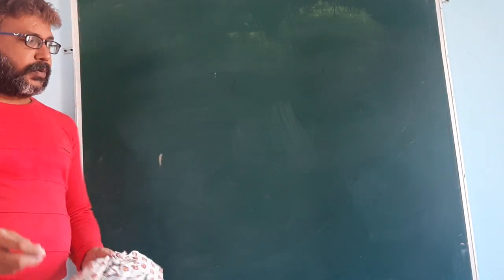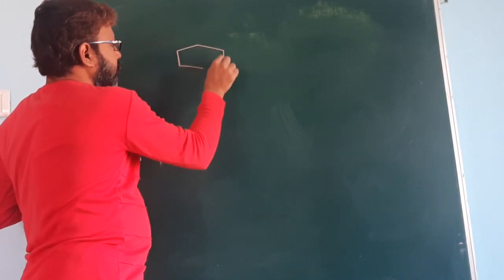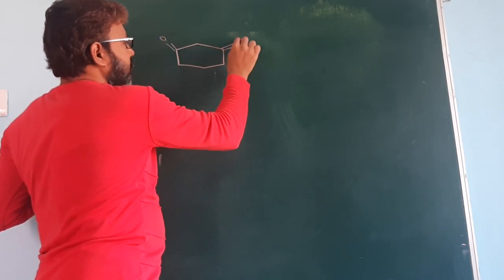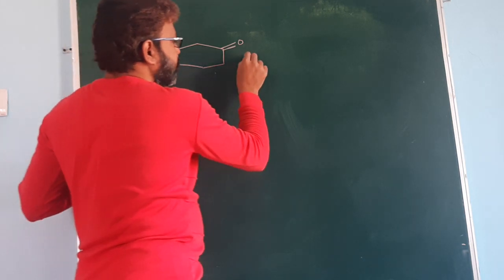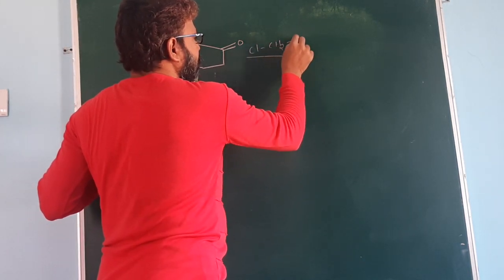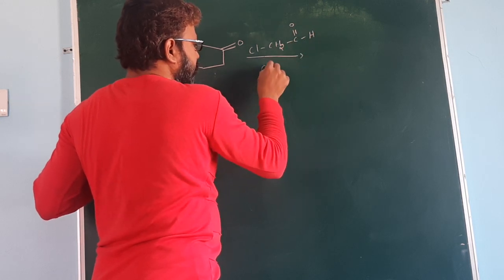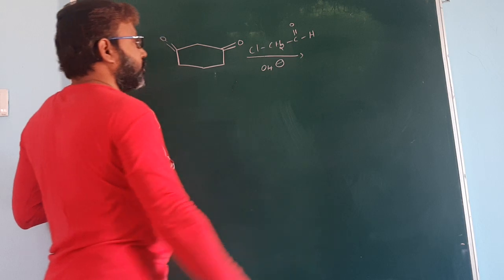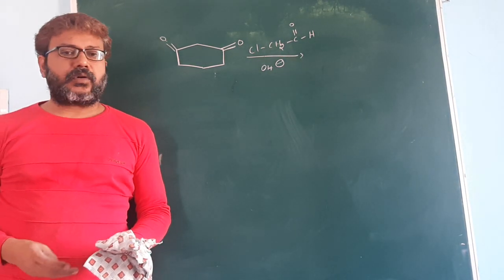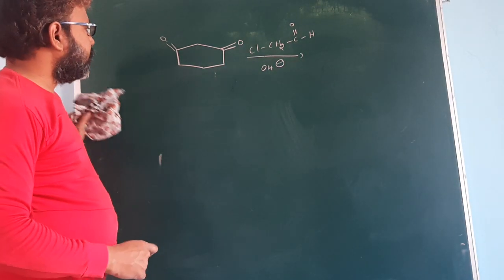Now you see one example. A 1,3-diketone reacts with chloroacetaldehyde in the presence of a basic medium. Which product do we get? Here the reaction takes place in the presence of a basic medium.